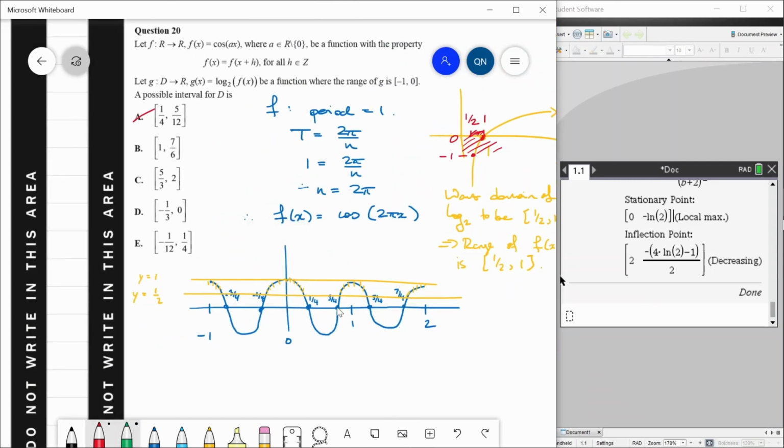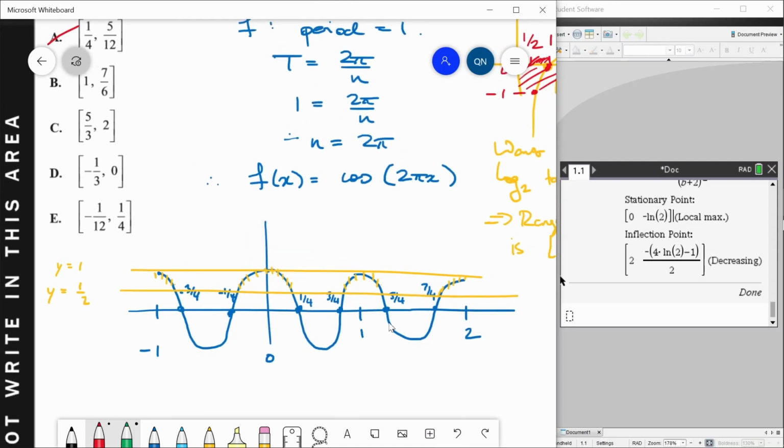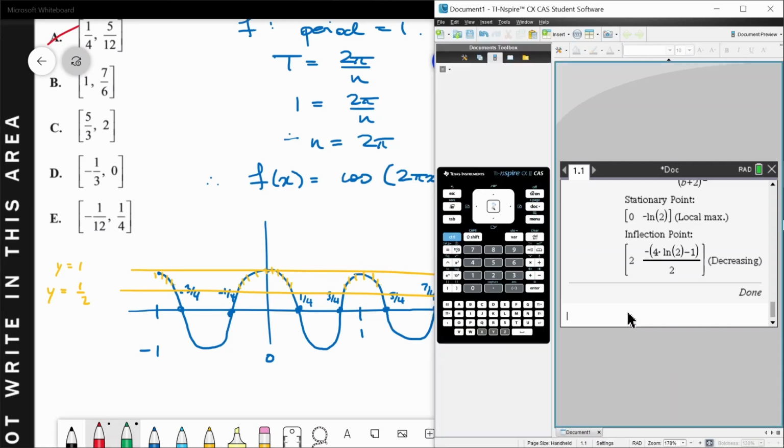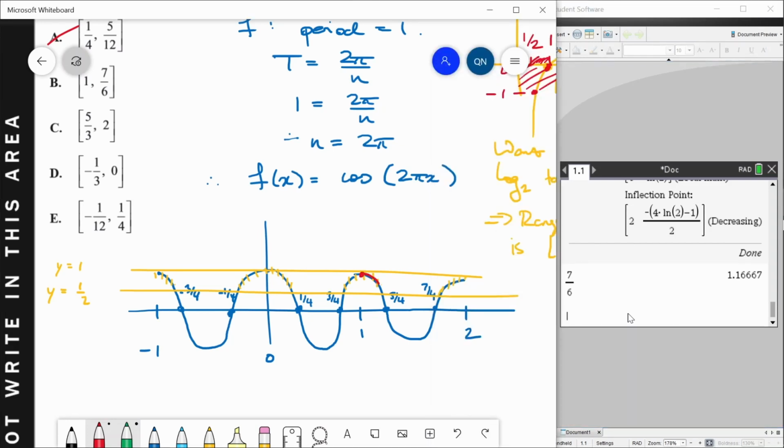Let's take a look at B. Now B looks promising because we start at 1, so we're starting within that yellow band, and we're going to 7 on 6. Now 7 on 6, you can check on your calculator what that is. That's roughly 1.1. That's actually less than 5/4, which is 1.25. So you're starting at 1, and you're only going a little bit further. So B looks promising. Let's just mark that in case it is the correct one.